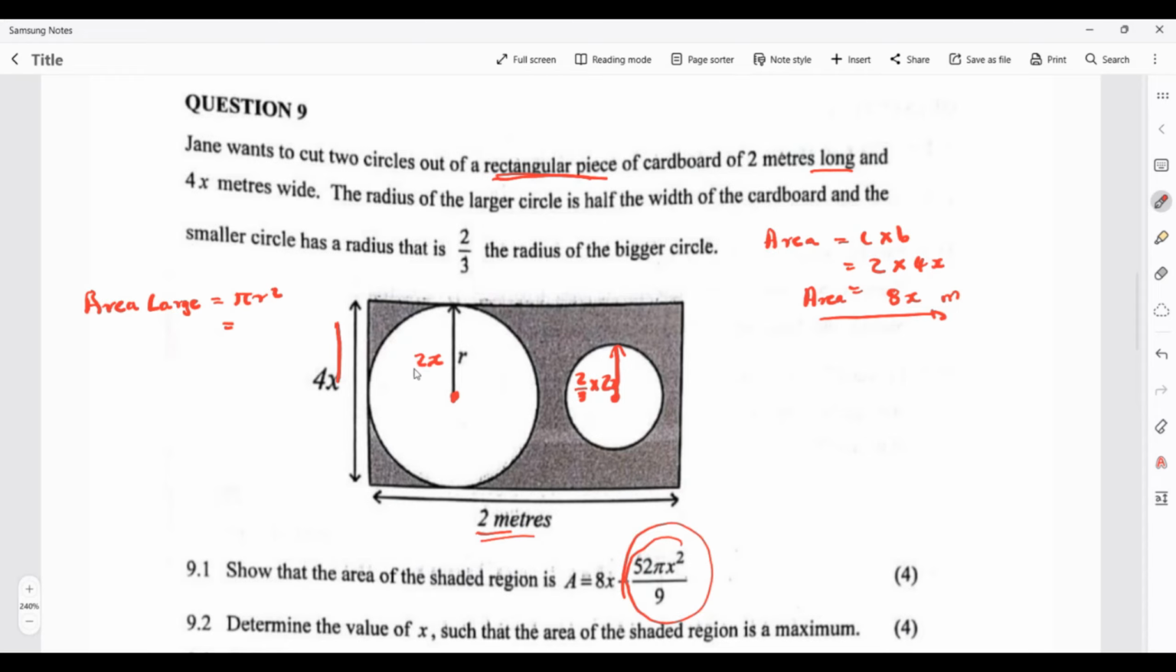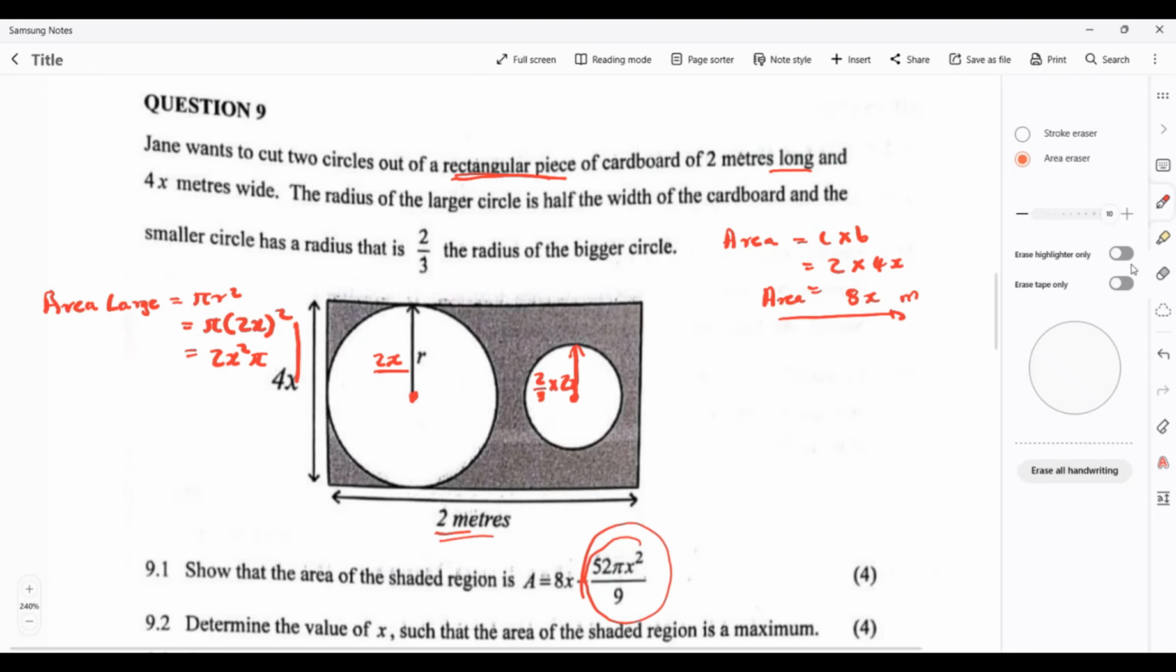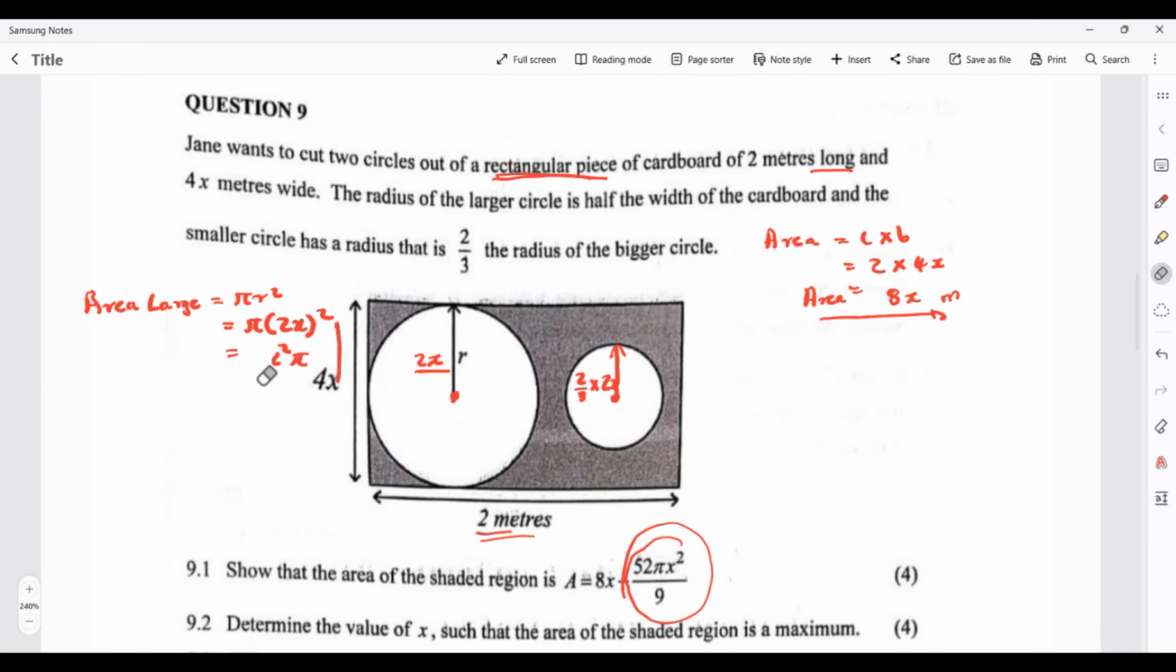So here, we know that our radius is 2x. So which means I have pi into 2x squared. Let me write it in a proper way. I'll say this is 2x squared and pi over there. And it's not 2, it's 4. Sorry about that. It must be 4. It's 4x squared. That's going to be 4x squared and pi.